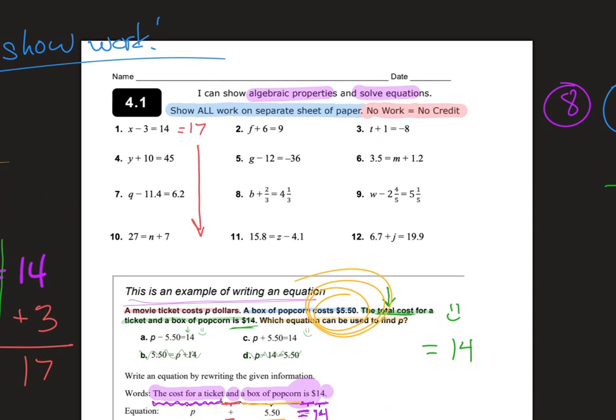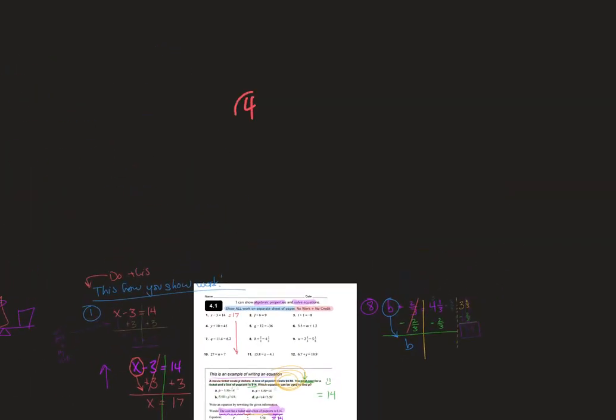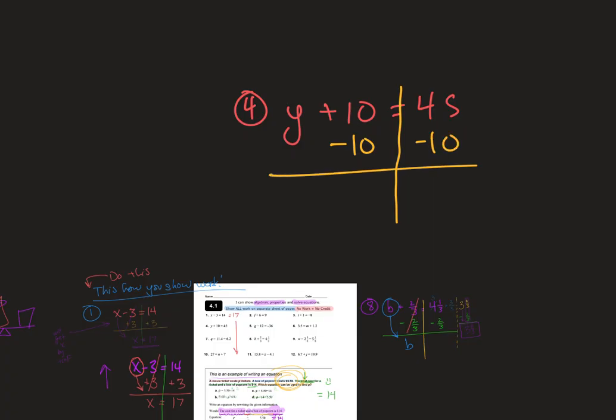So let's do number 4, y plus 10 equals 45. Okay. There's a left and a right side. On the left side, we have y plus 10. I'm going to subtract 10 from both sides. And what's going to happen is these cancel. That was on purpose. The y is now by itself, and that's going to equal 35.